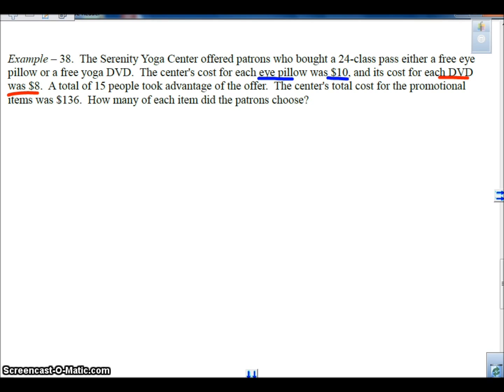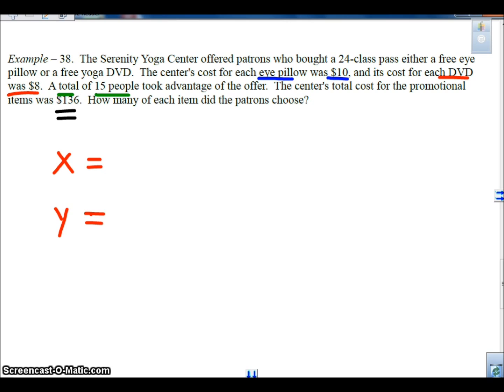Okay, so this word problem can be solved using a system of equations. A good indication of that is there are 2 unknown values that we're being asked to find. The number of iPillows that were given away and the number of DVDs. So we'll let a variable represent each one of those, and we're going to have 2 variables that we're going to be looking for. And in order to find a solution involving 2 variables, we will need 2 equations, and hence we'll have a system of equations. The 2 equations are going to be found from this information. The fact that a total of 15 people took advantage of the offer is going to give us 1 equation, and the fact that the total cost of the items was $136 will give us another equation.